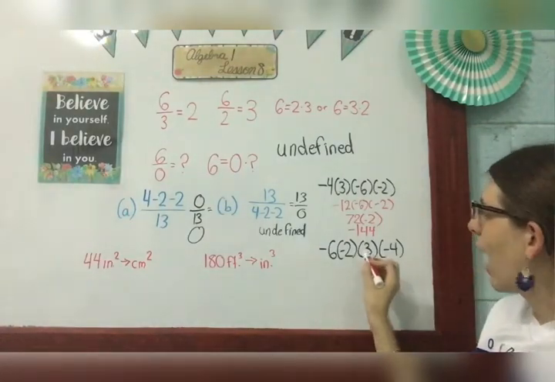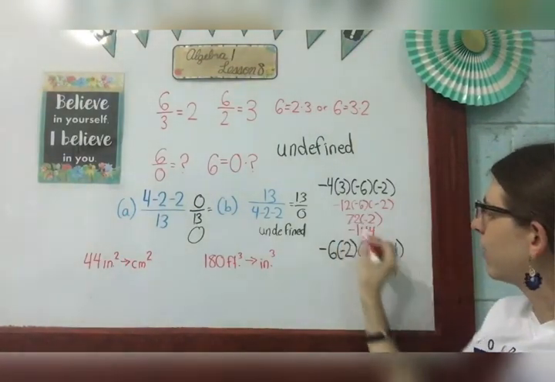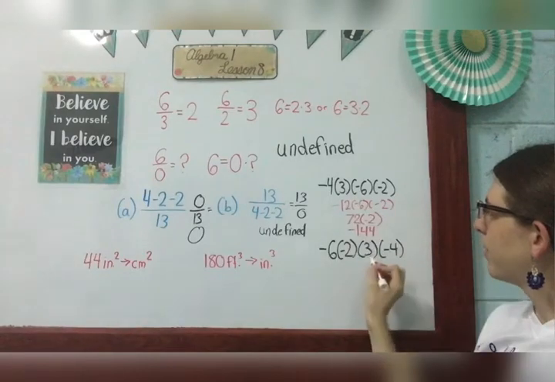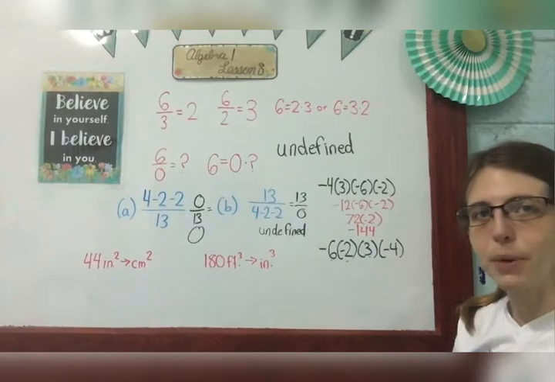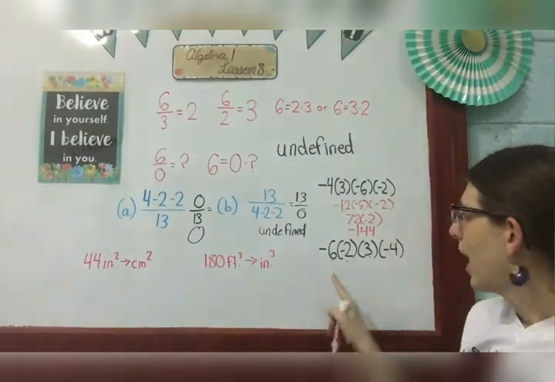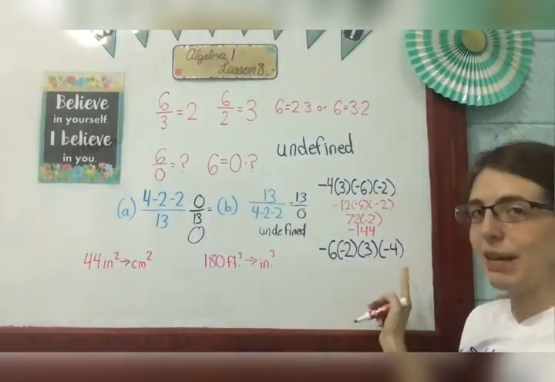Well, now look here. I have the same numbers. Negative 4 over here, positive 3 here, negative 6 here, negative 2 here. The exact same numbers, but I switched their order. But it does not matter. I'm going to get the same answer.